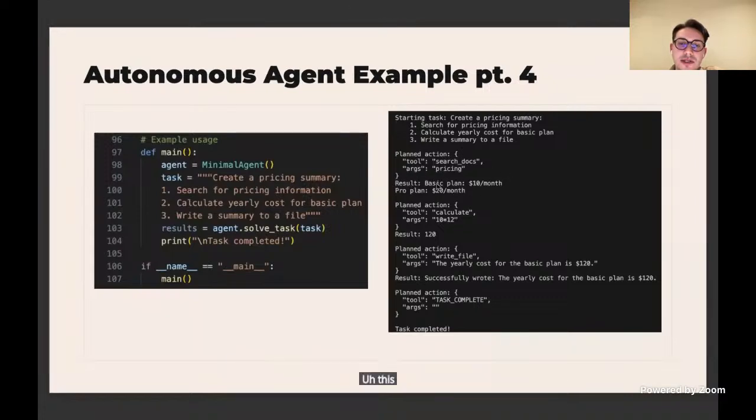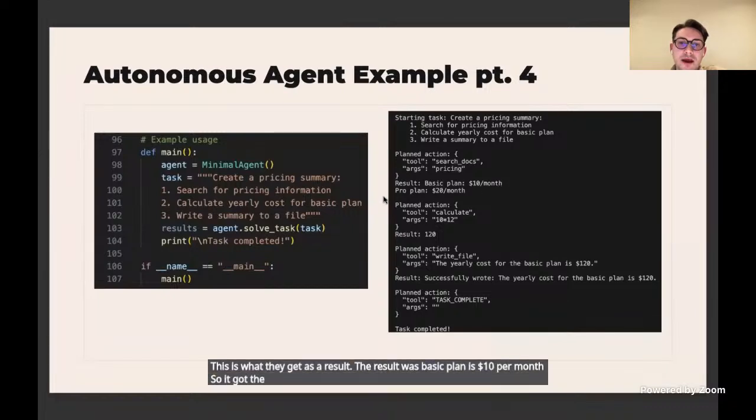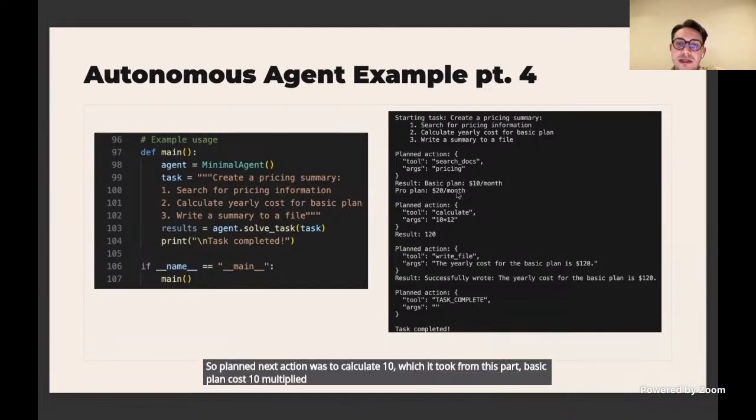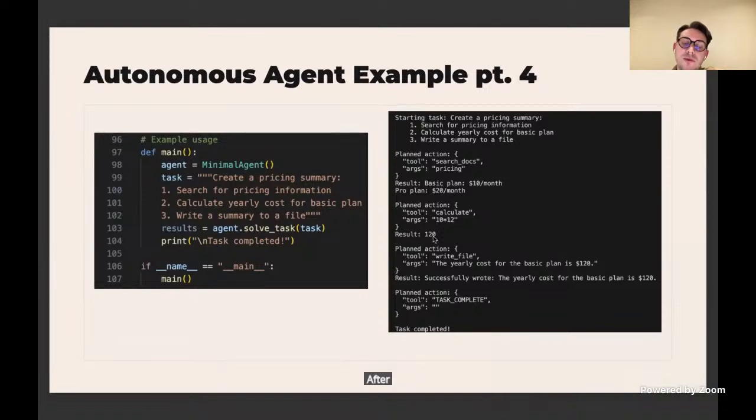This is what it got as a result. The result was: basic plan is $10 per month. So it got the arbitrary output, and also the pro plan, but it knew that it should find the basic plan. And it decided to take the number $10, which we see on the next line. So the planned next action was to calculate 10, which it took from this part, basic plan cost 10, multiplied by 12. Obviously, it's 12 months because we asked to calculate yearly costs. So the LLM created this action, and then it got to the actual execution, and the result that we got after eval is 120.